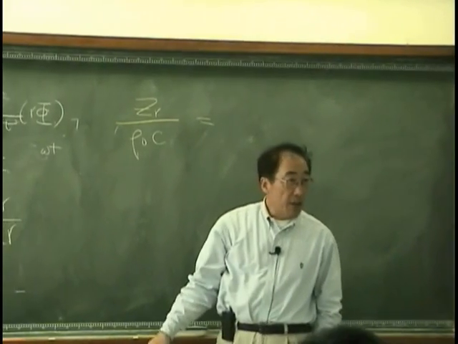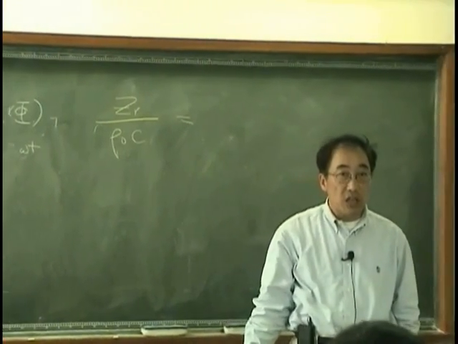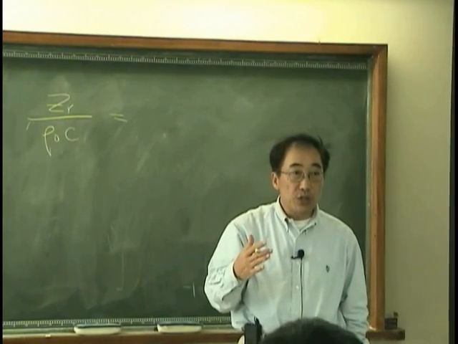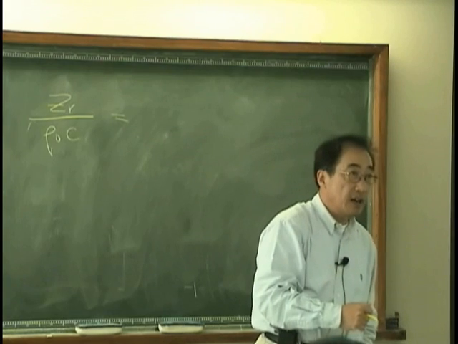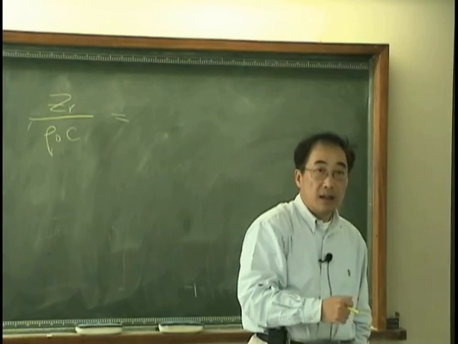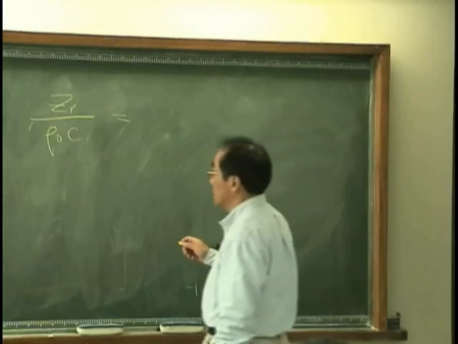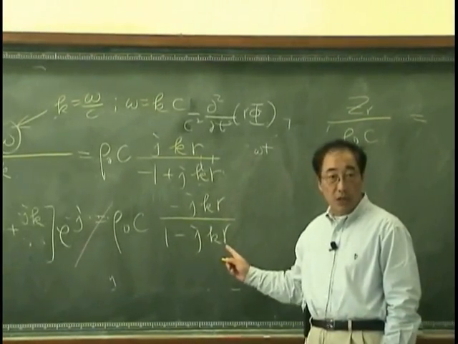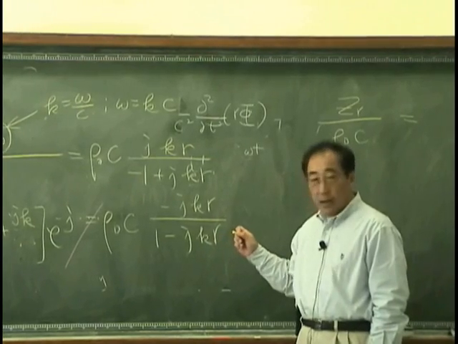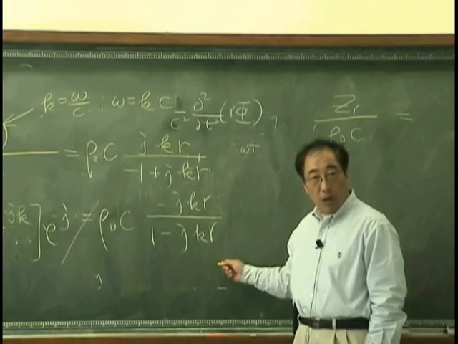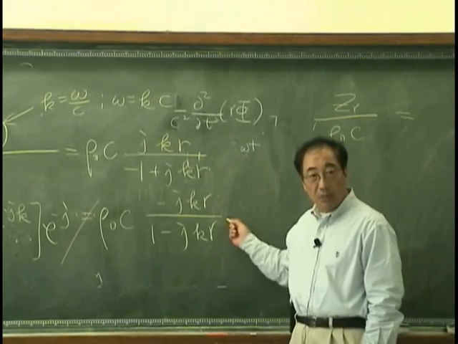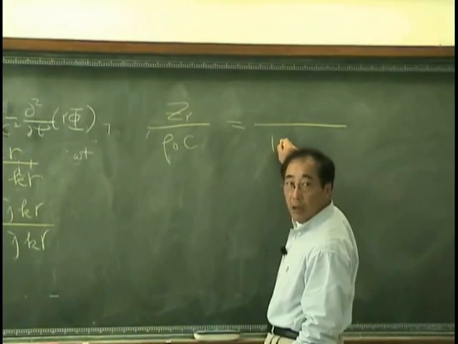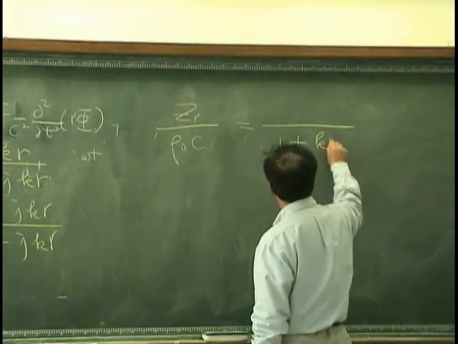function of KR. That means it depends on, firstly, how far is he from the origin compared with the wavelengths. Right? Wow, that is interesting. And I can see that this has a real part and imaginary part. So I multiply 1 plus JKR in both sides. That gives me 1 plus KR square.